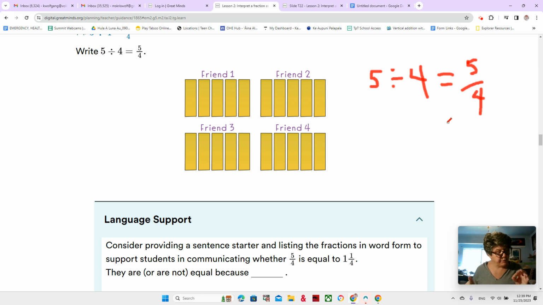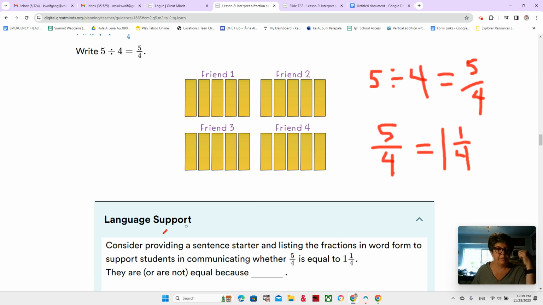Now, is 5 fourths equal to 1 and 1/4? And how do you know? Okay, very important concept here. So let's think about that, right?